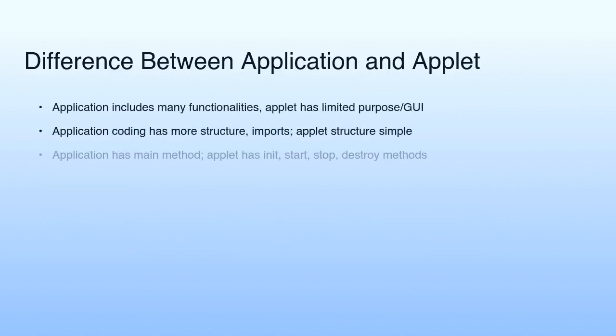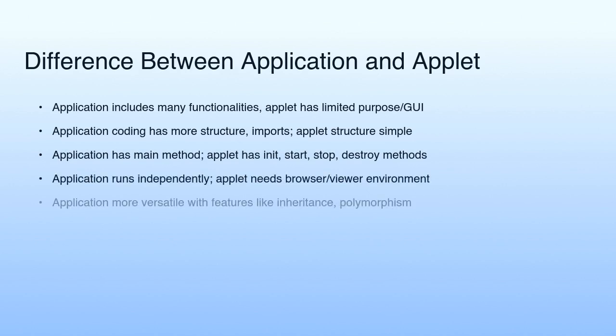While applets and applications share some similarities, they differ in several ways, including their purpose, coding structure, execution environment, and versatility, with applications being more feature-rich and independent, while applets are limited and browser-dependent.